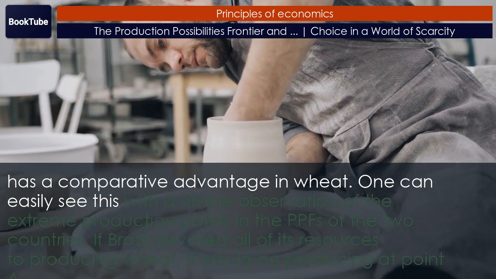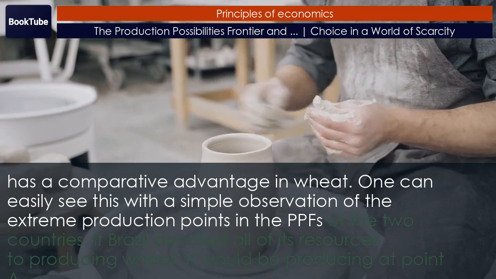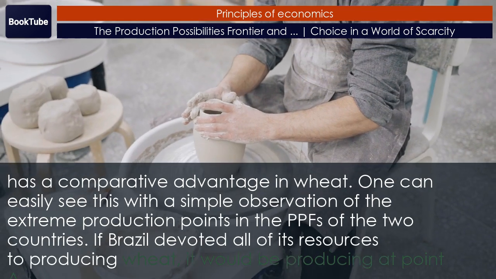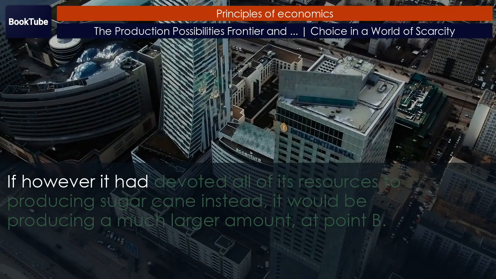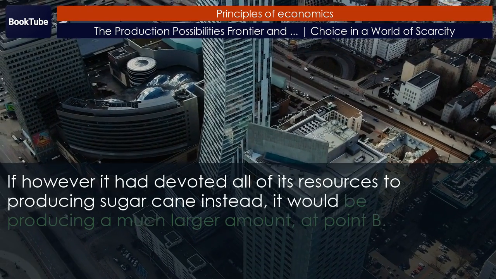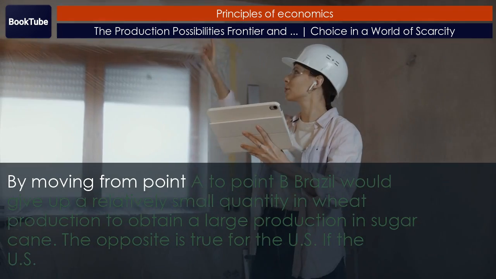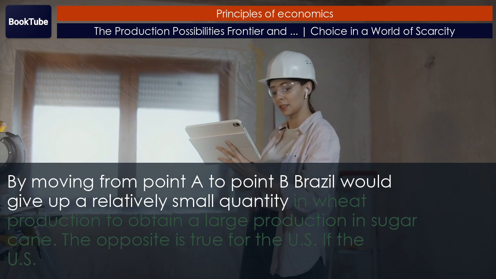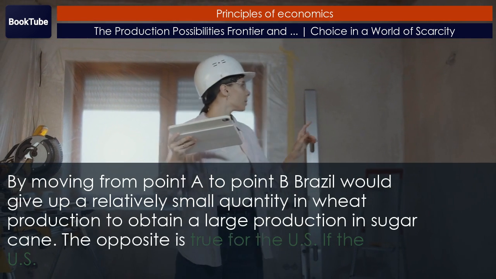One can easily see this with a simple observation of the extreme production points in the PPFs of the two countries. If Brazil devoted all of its resources to producing wheat, it would be producing at point A. If, however, it had devoted all of its resources to producing sugarcane instead, it would be producing a much larger amount at point B. By moving from point A to point B, Brazil would give up a relatively small quantity in wheat production to obtain a large production in sugarcane. The opposite is true for the US.